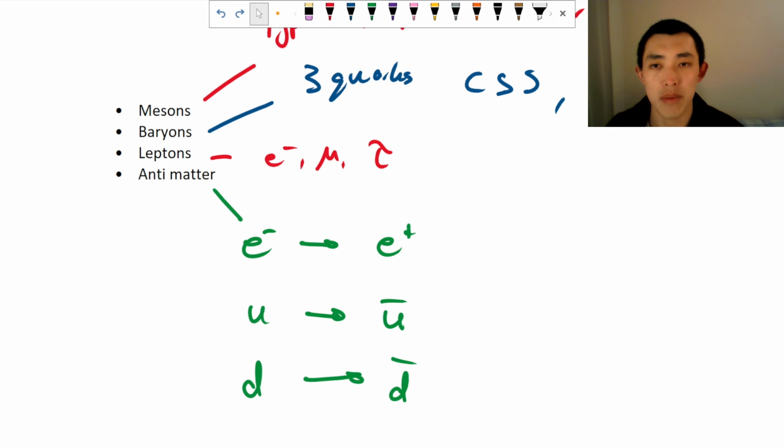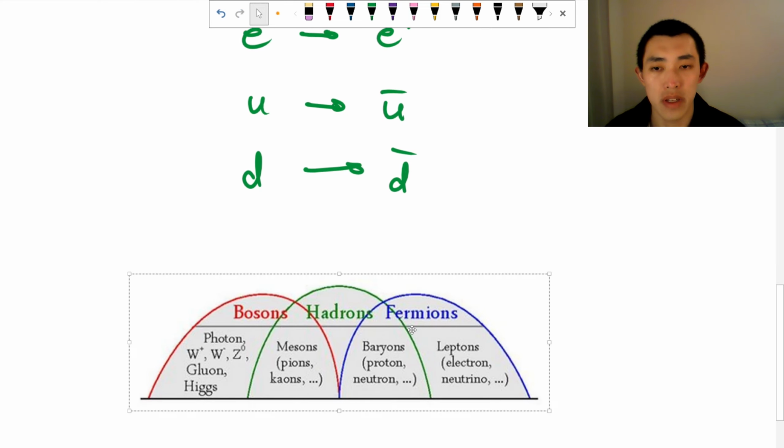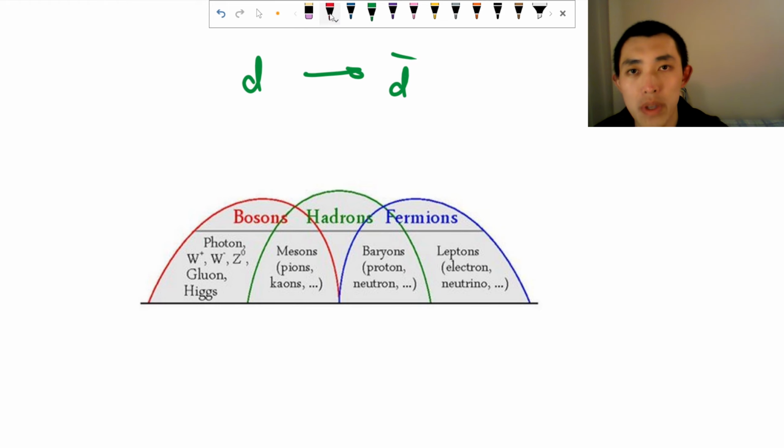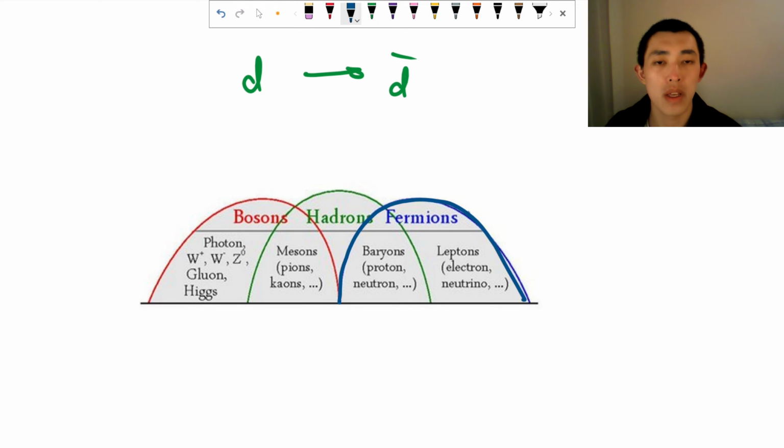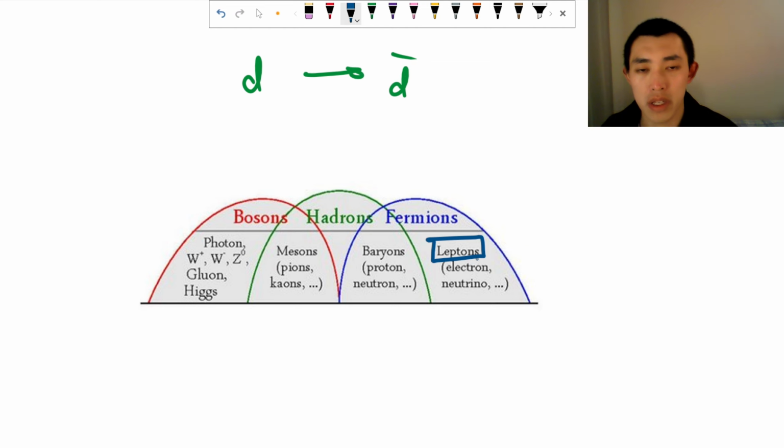Now, a really great image that kind of summarizes this is this one. It's a nice Venn diagram. So we can see here, let's focus on the fermions. Fermions make up all of matter. So anything that you can physically touch right now is made of fermions, which are made of leptons, and leptons are the electrons, neutrinos, tauons, muons, and baryons, which are composed of quarks, right? So protons, neutrons.